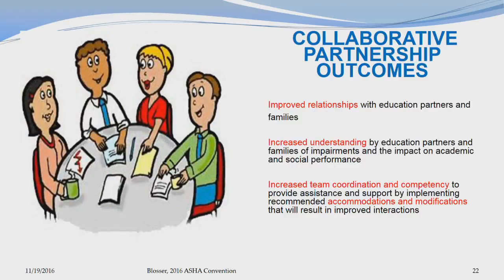Then we have collaborative partner outcomes. So what would it look like if our partnerships were actually working really well? Well, we'd have improved relationships. The most important thing is we have increased understanding by the parents and families of the impairment. Just like the example you just gave. If I don't understand what that score means, and I have a different one, I go, why do you think we got different scores? That's what you wanted to happen.